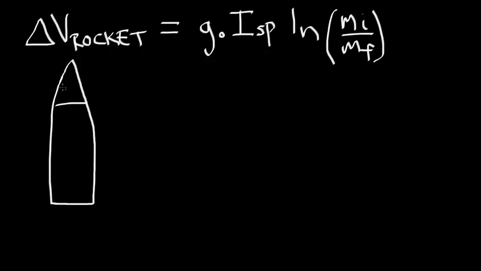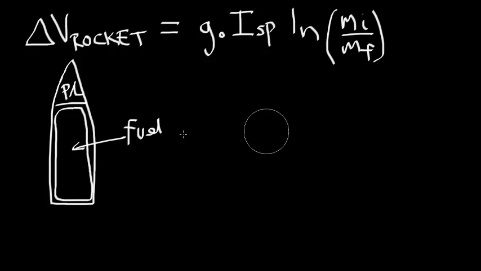There's going to be the payload, there's going to be the structure, and then we're going to have fuel, or what we're actually going to call propellant, and I'll talk about why we're going to do that later. So this is propellant. And then everything else, it's not the payload and not the propellant, so this casing here and everything else is going to be structure.